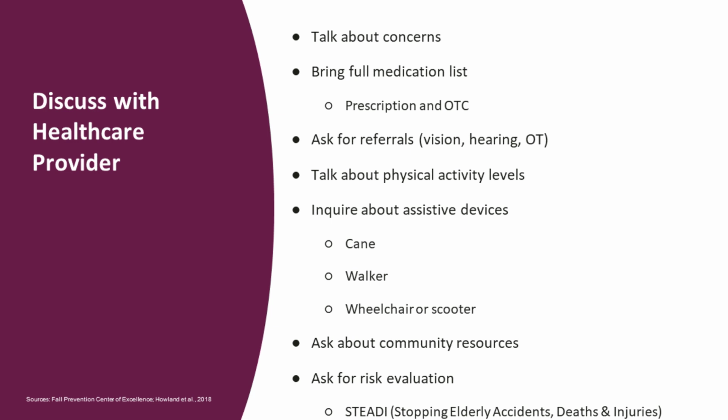A healthcare provider might also be able to write a prescription for something like a cane or walker or a wheelchair scooter, and perhaps for that older adult, it could be covered by their insurance carrier if there's a prescription from the doctor. The doctor might also have some community resources, such as movement or exercise classes within the community, those kinds of things. And then also they might be able to do a risk evaluation.